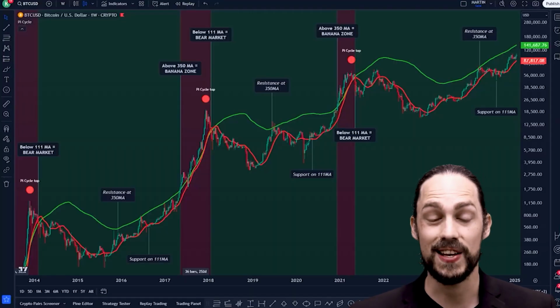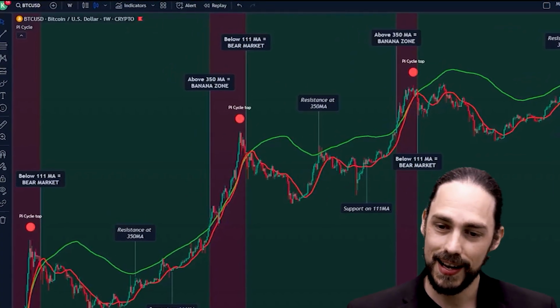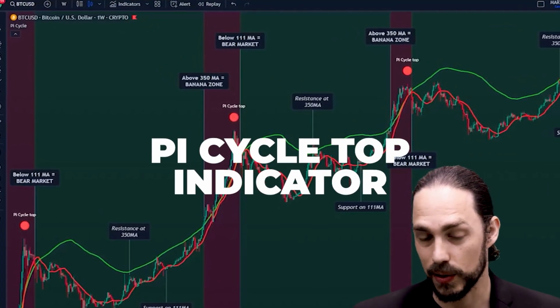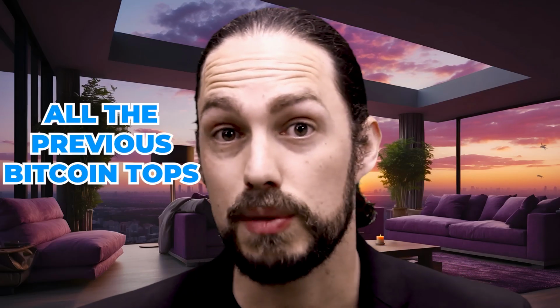Now I've gone ahead and opened up the Bitcoin USD chart on TradingView, and I am specifically looking at the Pi Cycle Top Indicator here. Now this indicator has 100% accurately predicted all the previous Bitcoin tops during the cycle. So this is a very, very, very strong and important indicator to look at. So let's see what it is telling us at the moment.